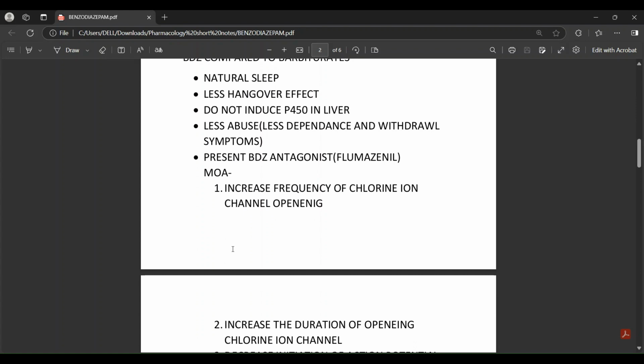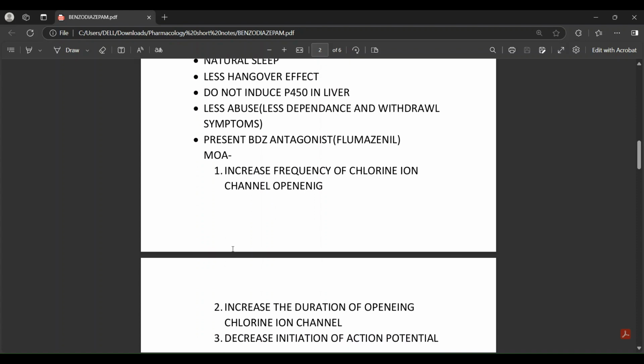and there is an antagonist as well. For overdose of benzodiazepine, we could use the benzodiazepine antagonist. We call this flumazenil.